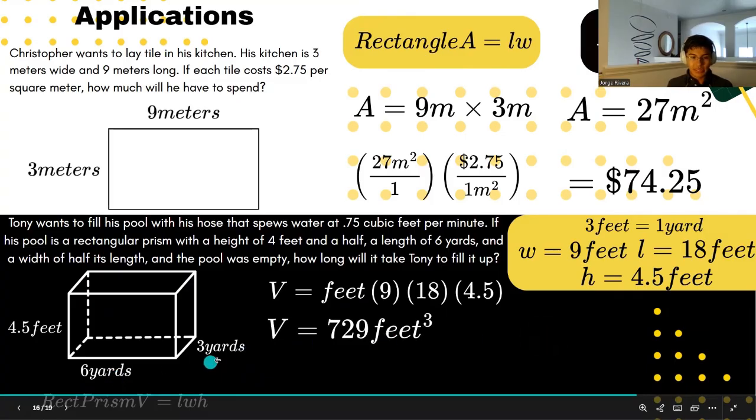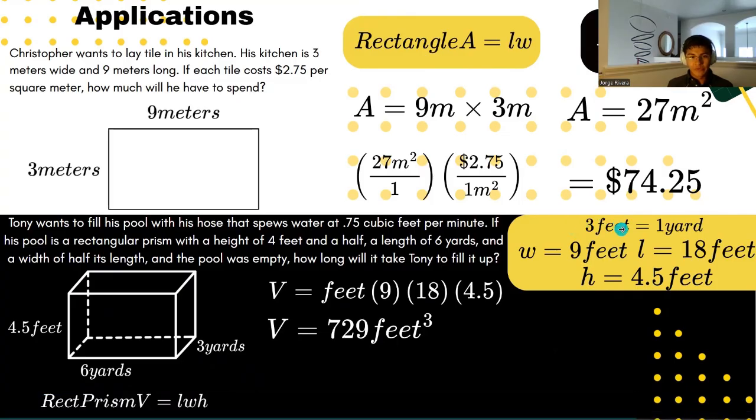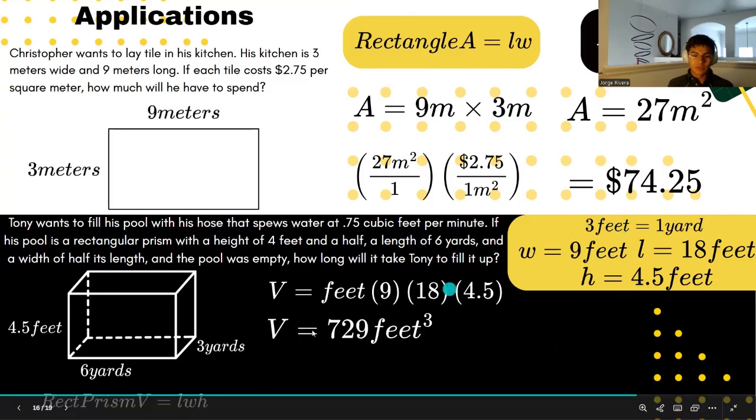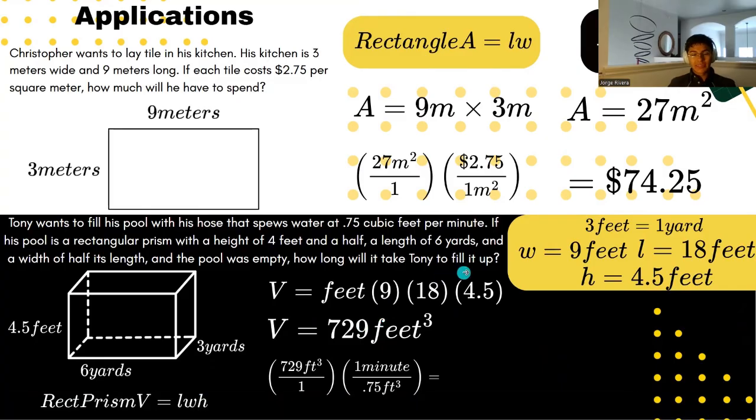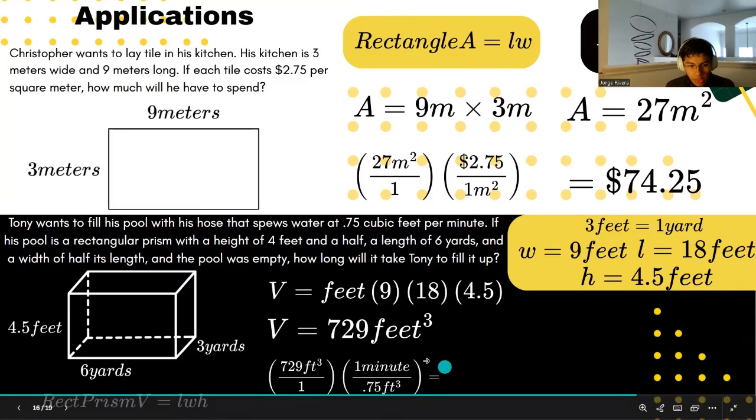Because 6 yards times 3, 3 yards times 3 is going to be 9 and 18, because there are 3 feet in every 1 yard. So if we multiply all of this out, it's going to be 729 feet cubed. And this is the actual volume, but we want to know how long it will take Tony to fill it up. So if the water hose fills 0.75 cubic feet per minute, then we're going to have to set these things up as an equation.